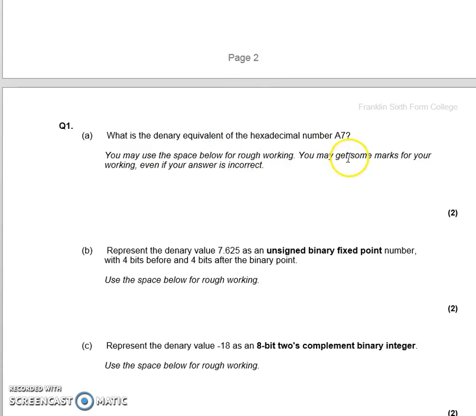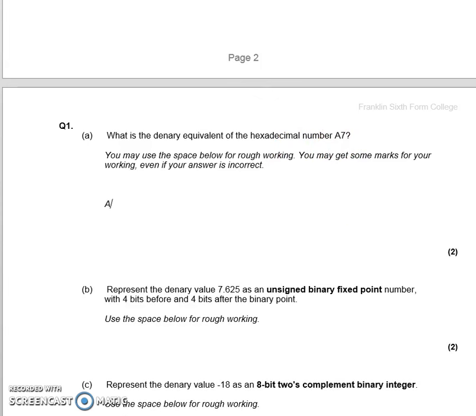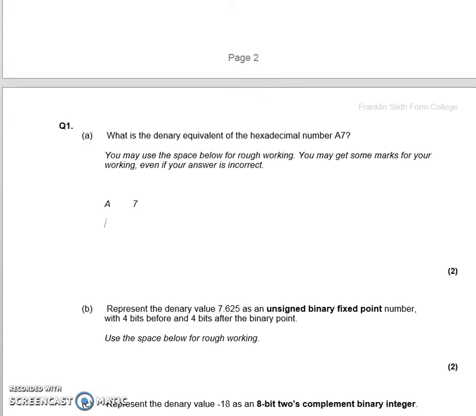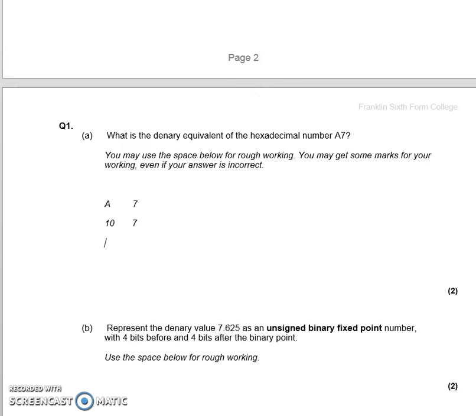Question 1 is converting hex number A7 into denary. So we need to take A and 7 as two hex digits. A in denary is 10, 7 is 7. These are then converted to the following 4-bit numbers. So 10 would be that, and 7 would be 0, 1, 1, 1.